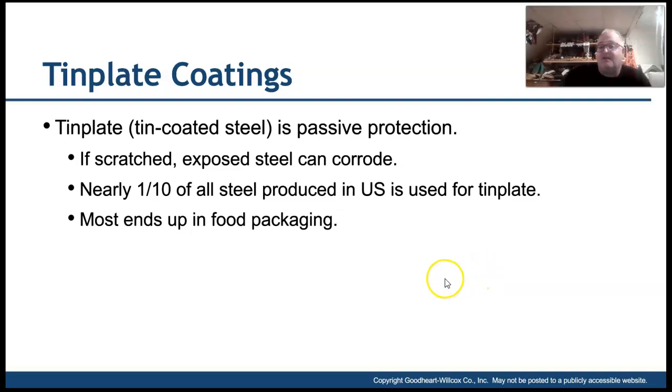Tin plating is used often in food packaging. So if you think about and hear about the term of the old tin can, or kicking the old tin can, that's of course where it comes into play. We do still use steel and tin cans in there, so we'll talk about some other coatings that would be part of the food packaging industry.